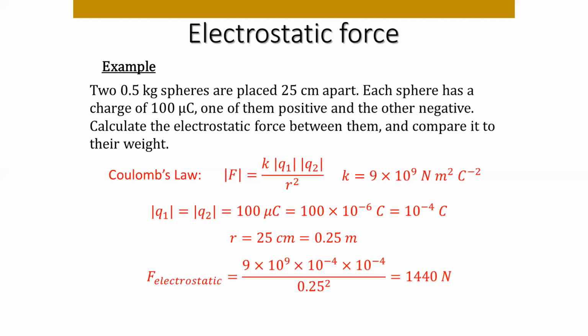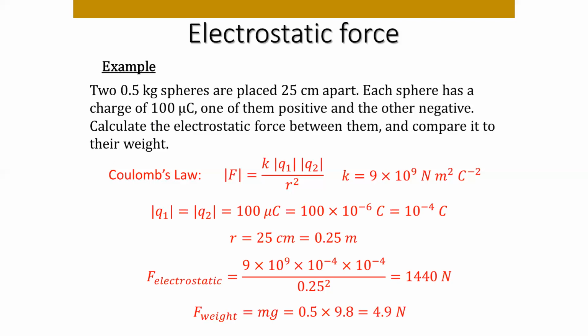Then the electrostatic force between these two charges is 9 into 10 to the power 9 into 10 to the power minus 4 into 10 to the power minus 4 divided by 0.25 square, which is equal to 1440 Newton. Here the two charged particles are positive and negative. In this case, we consider only magnitude because we are interested in the amount of force between the two charged particles, not the direction. That's why we have used 10 to the power minus 4 and 10 to the power minus 4, both with positive sign.